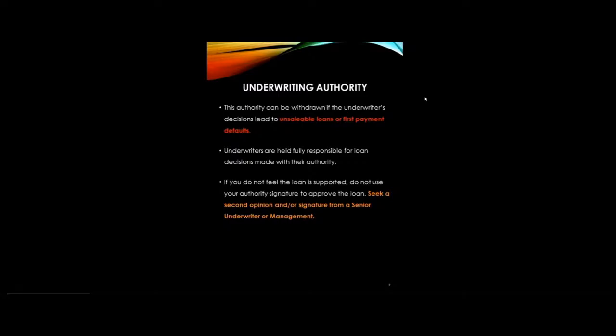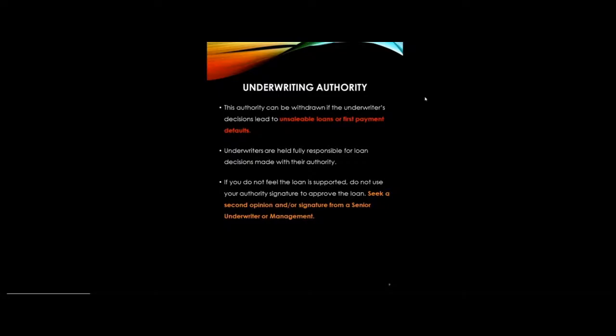So this slide kind of just talked about exactly what we just went over. I'm going to touch base on the last bullet point. If you don't feel the loan is supportable, do not use your authority's signature to approve a loan. Seek a second opinion or a signature from a senior underwriter or management. So in any loans you do, you want to make sure you feel comfortable in approving a loan.